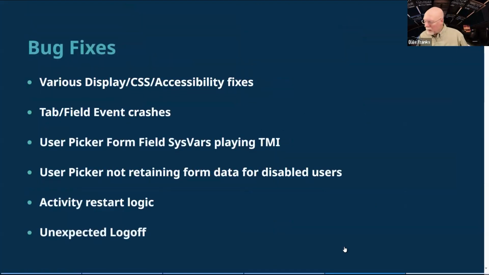All right, so let's talk about some bug fixes in the time that we have left. Made some various display, CSS, and accessibility fixes. We have higher education customers from a couple of different states that are facing a hard deadline in 2026. I think it's March 1st, 2026, for ensuring that every form that they have passes every WCAG AA level accessibility standard.